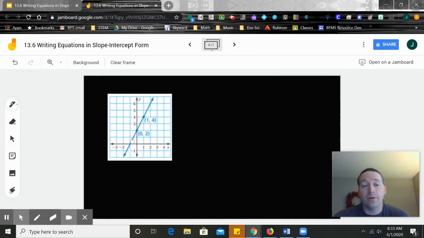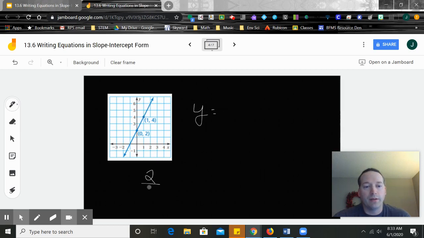Okay, well, we got a graph. When we got a graph, life is easy. We first look and find the slope. So we're going to go from here to there. So what is our rise? We go up 2 to the right 1. Up 2 to the right 1.